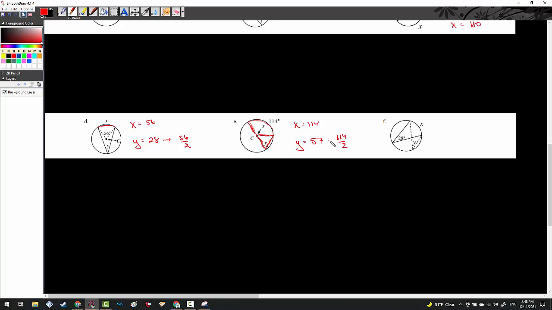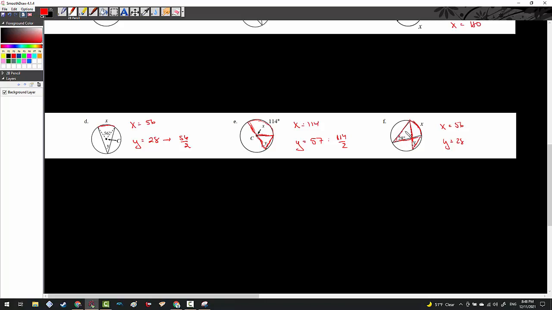And now from here, if you look at 28 and Y and X, X would be 56. Hopefully we're getting faster at this, because X would be double the inscribed angle. Y would be 28 because these both inscribed angles correspond with the same arc.